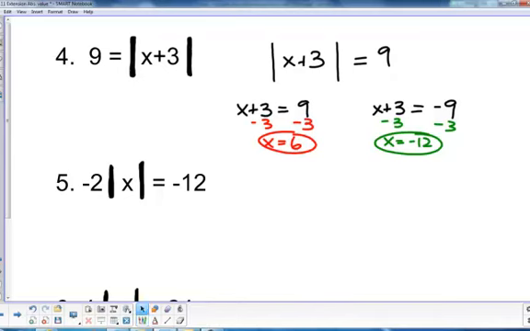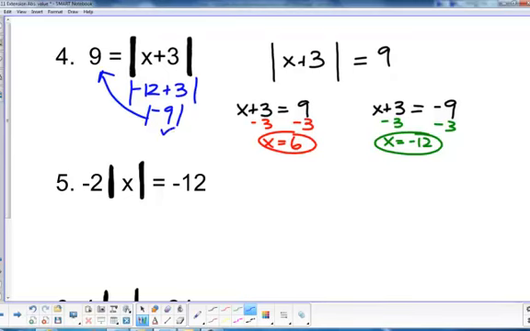Let's test these numbers and make sure they work. Negative 12 plus 3 is negative 9, and the absolute value of negative 9 is 9. So that one works. Then if we test 6, 6 plus 3 is 9, and the absolute value of 9 is 9. So that one works. So those are definitely our two answers.